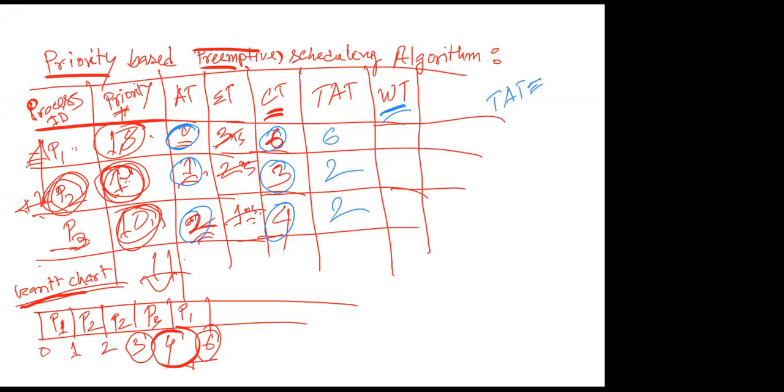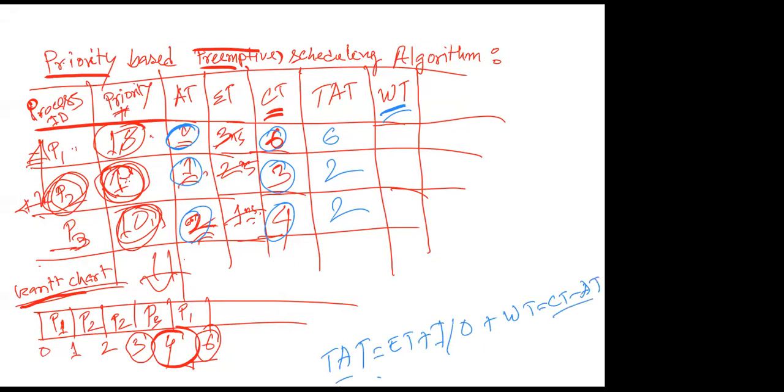Let me write in here. This you already know about. Turnaround time is nothing but execution time plus IO time plus waiting time. This is also nothing but completion time minus arrival time.